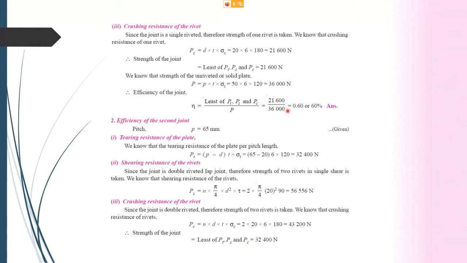You can actually check on your own, especially when you do an assignment based on this, whether 60% is the best value or not. Then you can put all three values. First, you can put the tearing strength of the plate, then the shearing strength of the plate, and then the crushing strength of the plate, divided by the strength of the solid plate. That will give you three different values for the efficiency.